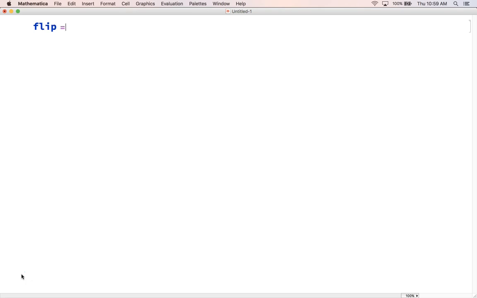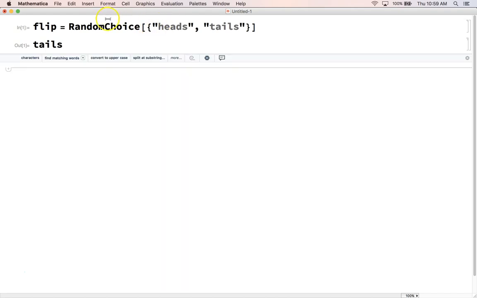Let me say flip. And then here's a new function we haven't talked about, RandomChoice. This takes as input a list. My list is just going to have two items in it, two strings. Strings in Mathematica are inside of double quotation marks. One string is going to be heads, one string is going to be tails. And so now flip is this RandomChoice.